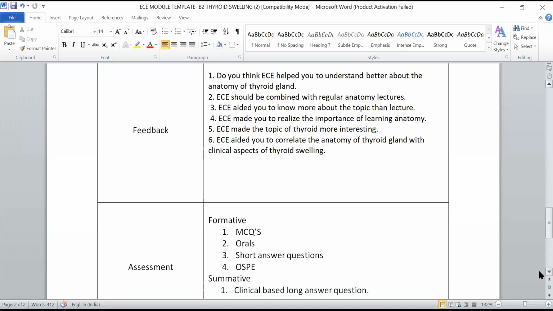So the feedback will be taken from the students to improve such ECE sessions further, where a questionnaire will be given to the students and the students have to mark yes or no. The questionnaire will be in the form of: 1. Do you think ECE helped you to understand better about the anatomy of the thyroid gland? 2. Do you think ECE should be combined with regular anatomy lectures?